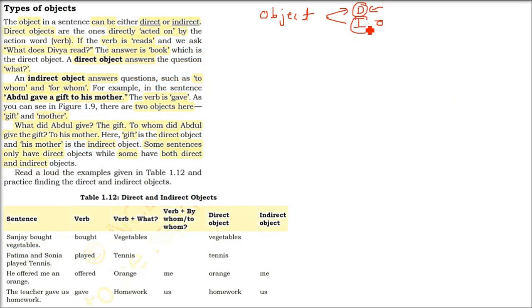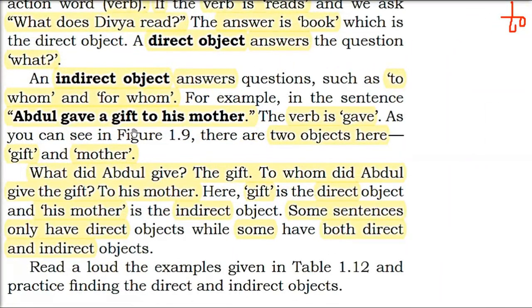Now coming to indirect objects, what are indirect objects? If you ask to whom or for whom in a sentence, the answer to this question will give you the indirect object. Abdul gave a gift to his mother. Now see this sentence: Abdul gave a gift to his mother.